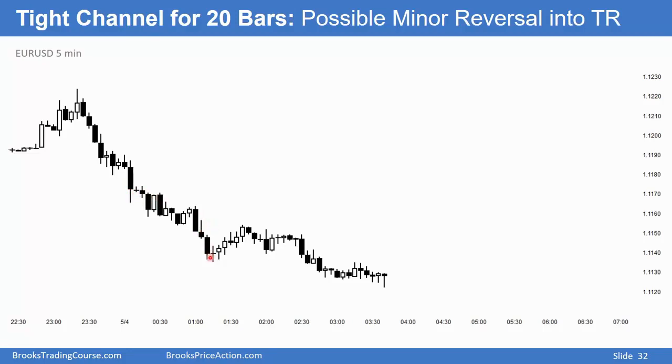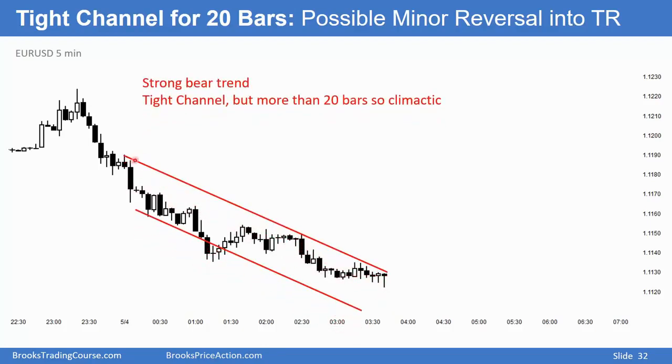Trying to get strong again on the part of the bears, but then we got a 6-bar rally, and then a tight trading range. The bears are losing interest in selling low. Fairly tight channel, but lots of small dojis. Tight channel lasting 20 or more bars, probably climactic, especially when so many of the bars are dojis. Probably not much more down, and it's likely soon to get a bull breakout and then become a trading range.